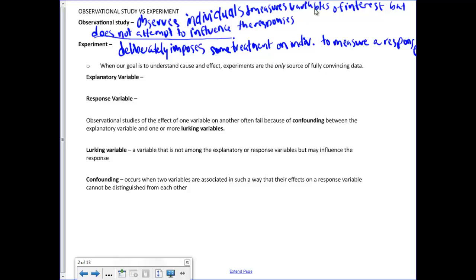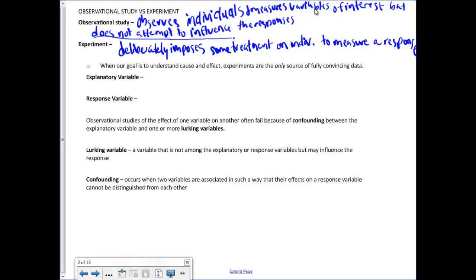Observational study, we're just watching and measuring some results. With an experiment, we're doing something to people. We're saying, you 10 people are in this group and you get caffeine in your pop. You 10 people are in this group, you have pop but no caffeine in it, and then we measure the responses. So we're specifically putting people in groups. With an observational study, we're just observing what happens.